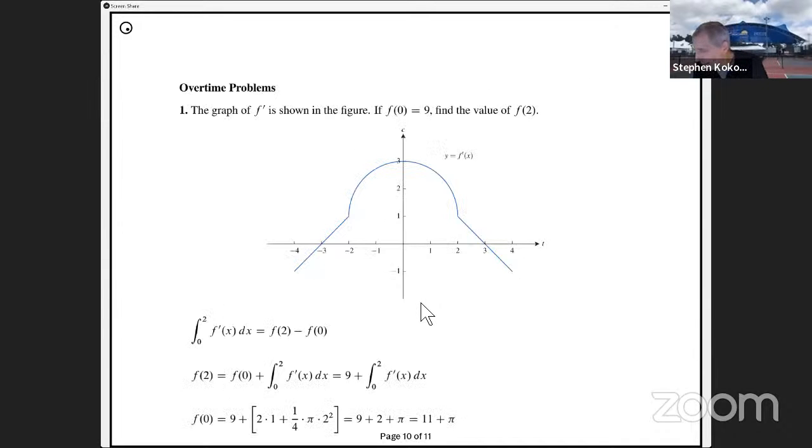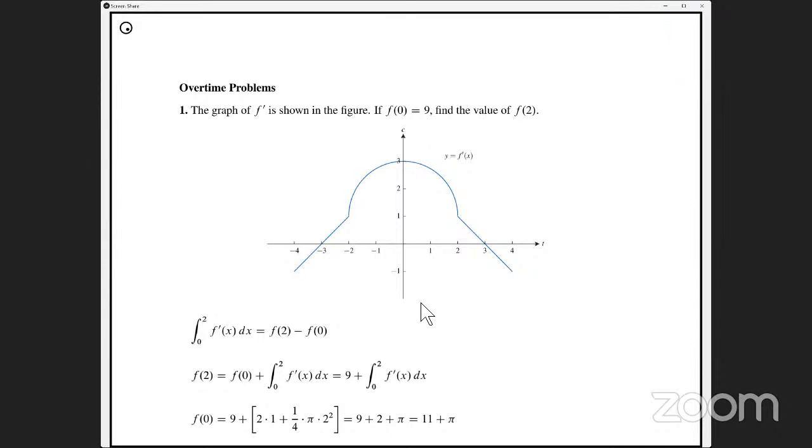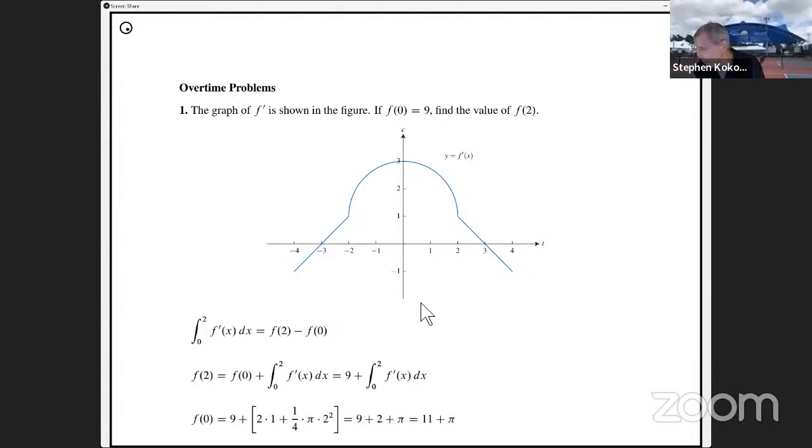All right, some good problems for tonight. I'll just mention quickly these two overtime problems, and we'll put these solutions up tomorrow morning, Curtis, I guess. This was on the Facebook page, and I've seen a number of problems like this recently. Here we have a graph of f prime, and we know that f of 0 is 9. Can we find f of 2?